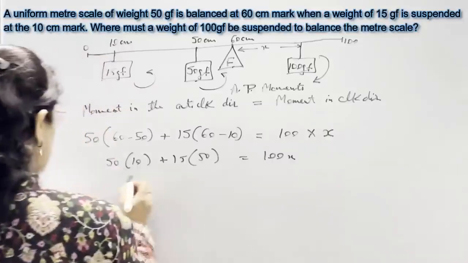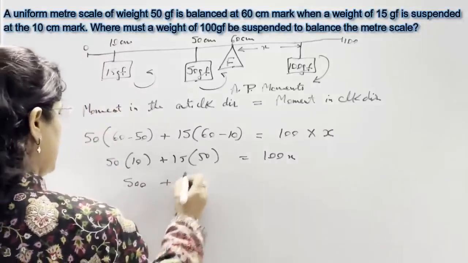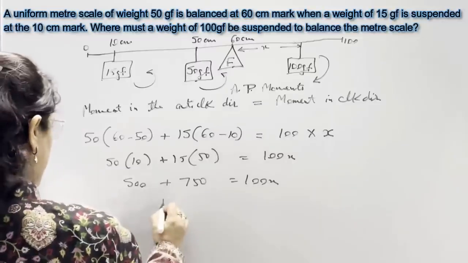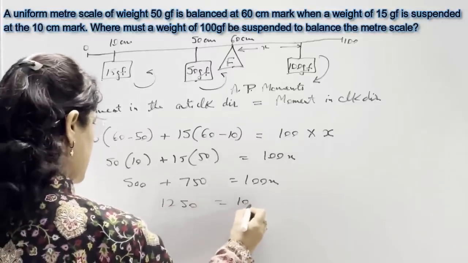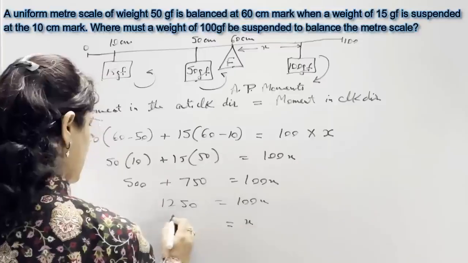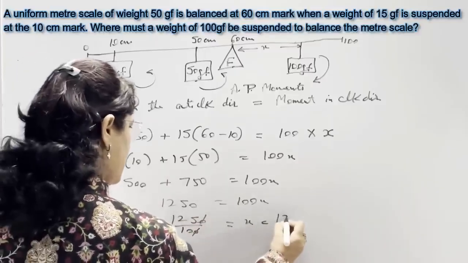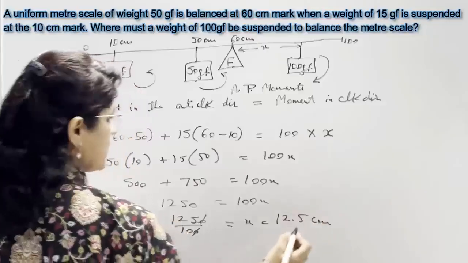So now 50 into (60 minus 50) is 10, plus 15 into (60 minus 10) is 50, and then 100x. Now this is 500 plus 750 is equal to 100x. It means 1250 is equal to 100x. x is equal to 1250 divided by 100. It means x is equal to 12.5 centimeter.